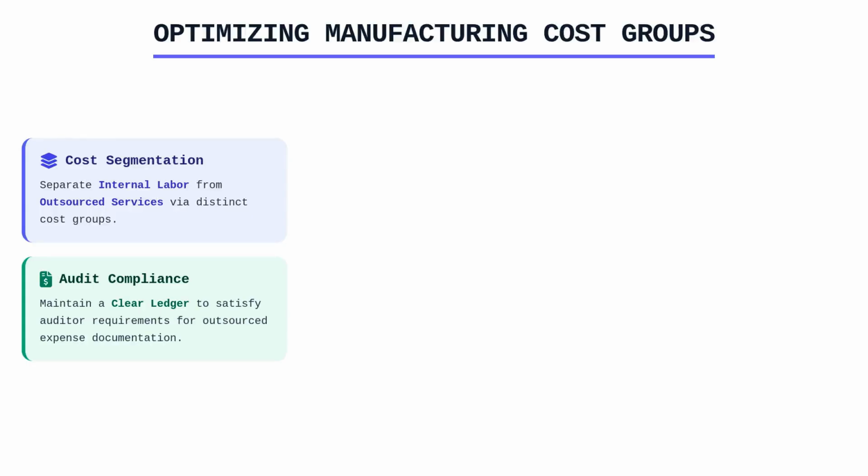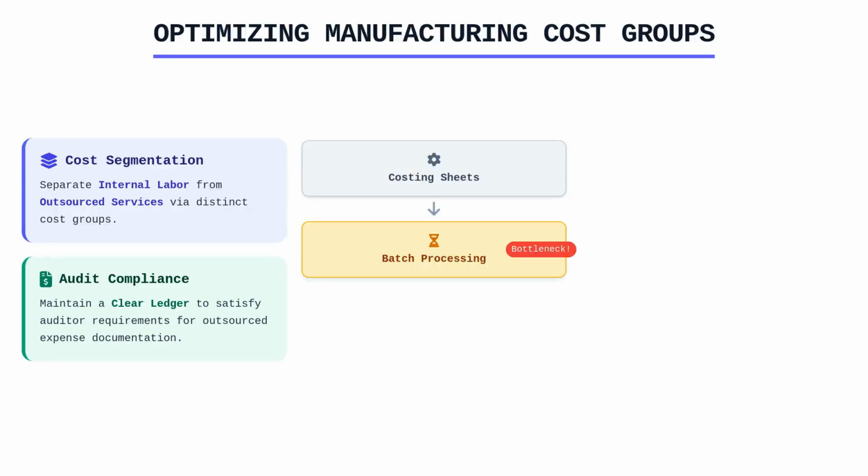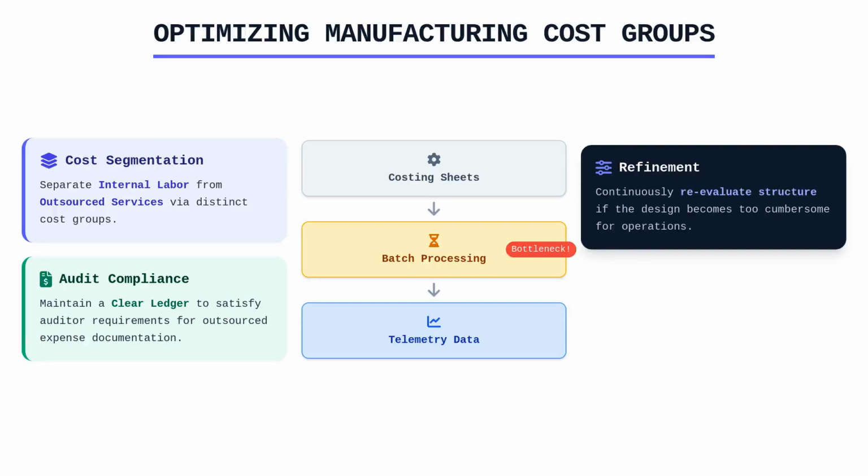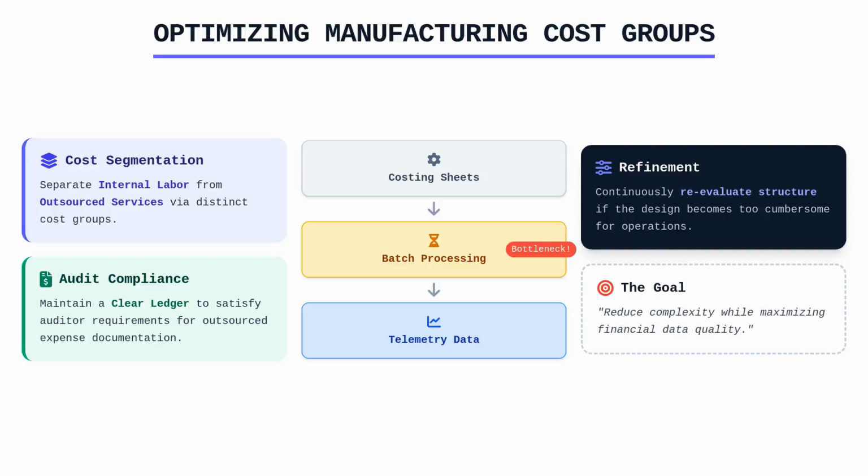When monitoring the performance of these roll-ups, look for bottlenecks in the batch processing of cost estimates, as poorly configured costing sheets can significantly increase the time required for system calculations. Utilize the available telemetry data to evaluate the efficiency of your costing processes, and do not hesitate to refine your cost group structure if the initial design proves too cumbersome for your current operational needs. A well-designed cost group strategy is fundamentally about reducing complexity while maximizing the quality of the financial data produced by your supply chain.